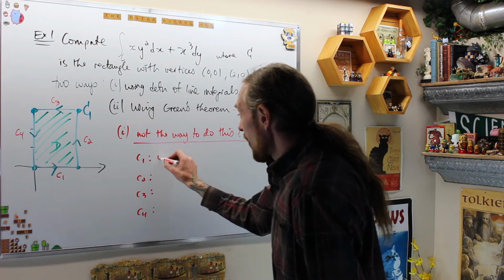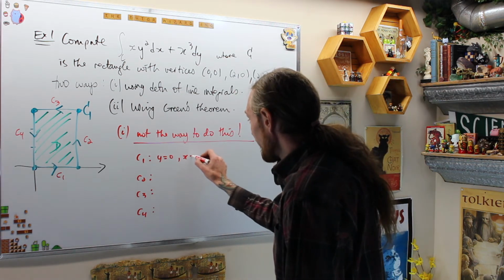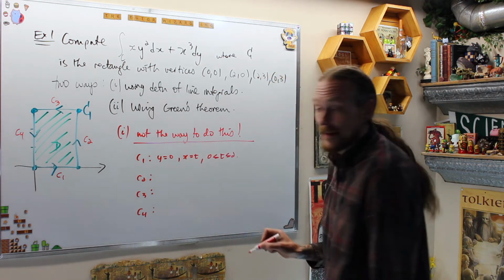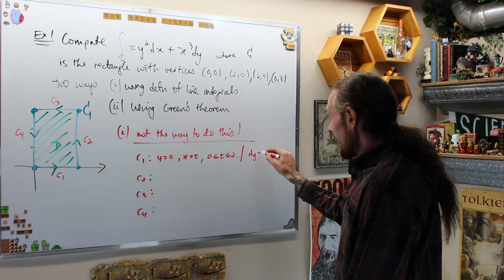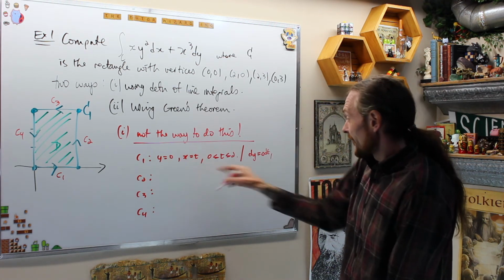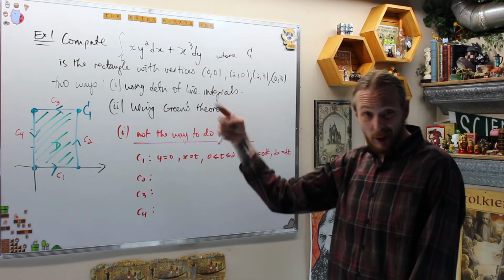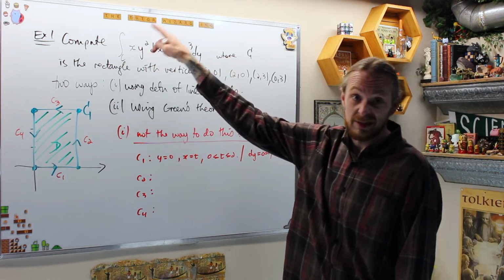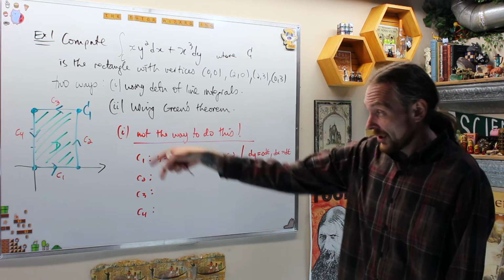C1 is y equals 0, and to make this positively oriented, x is t, and we're going to go from t equals 0 to 2. That also tells me that my differential dy is 0 dt, and this differential dx is equal to dt. I have to compute the line integrals over all of these, and I need those 2 differentials every time. And then we have to put the functions into all of that. So I'm parameterizing these 4 curves now.